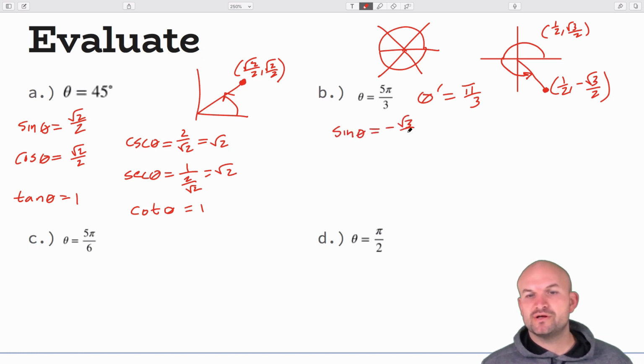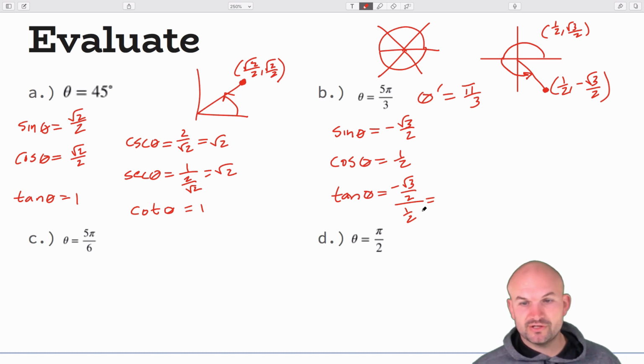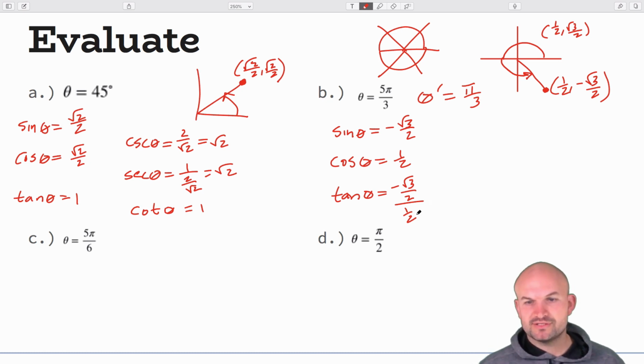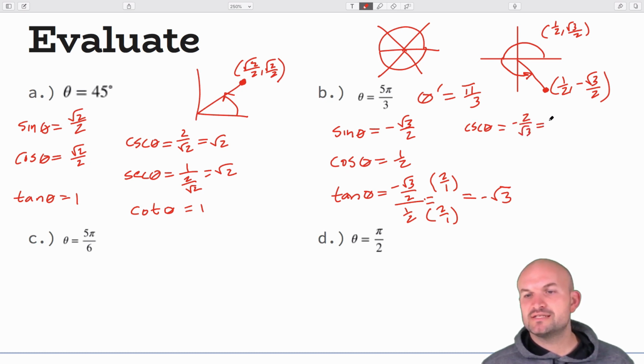So now we have the sine of theta. It's going to be negative square root of 3 over 2. The cosine of theta is equal to 1/2. And the tangent of theta is going to be negative square root of 3 over 2 divided by 1/2, which hopefully you should start getting used to. I'm going to show my work here so then I don't have to do this again. You can multiply by the reciprocal. That goes to 1. That divides out. Negative square root of 3. The cosecant of theta, let's just flip this. So that's going to be negative 2 over square root of 3. Rationalize the denominator.